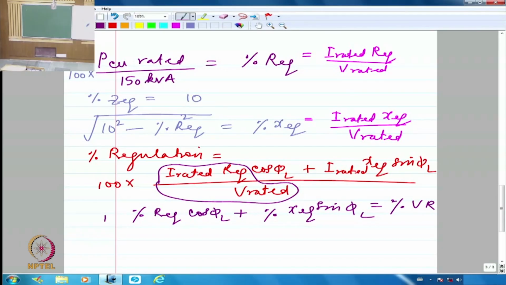Because the moment you write V rated by I rated, it gives you Z base, either from the primary side or from the secondary side. And when you calculate the percentage R equivalent, you will always calculate it with reference to the Z base. So on the high voltage side, the Z base itself is larger, and on the low voltage side, Z base itself will be smaller. So ultimately when you calculate the percentage, everything will come out to be the same. No problem.